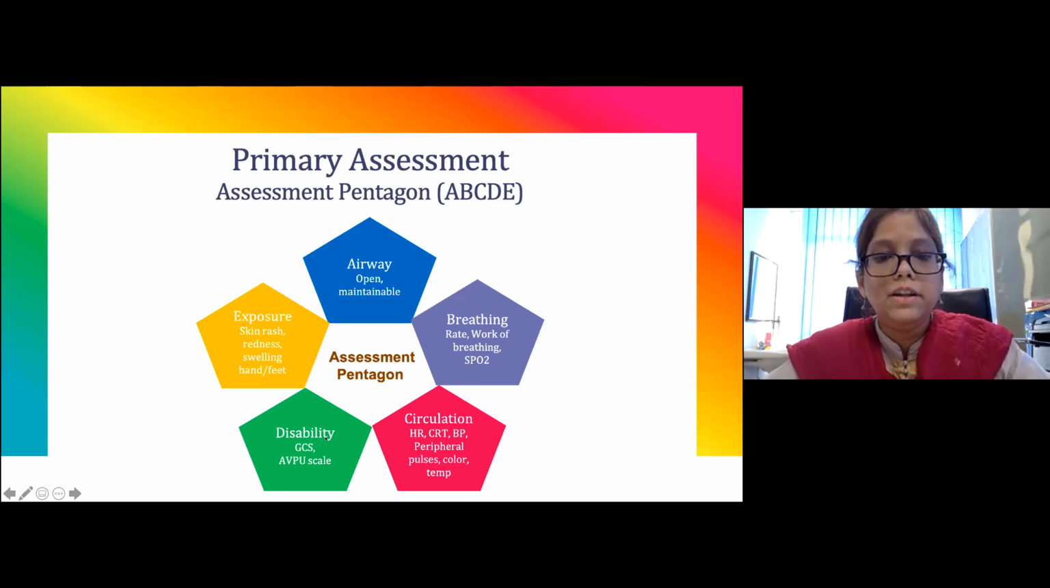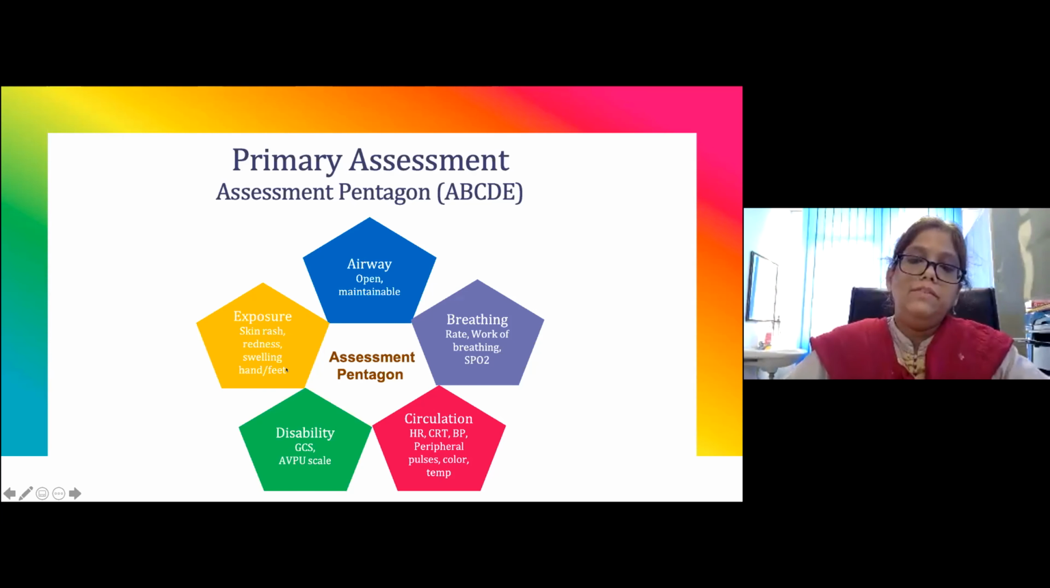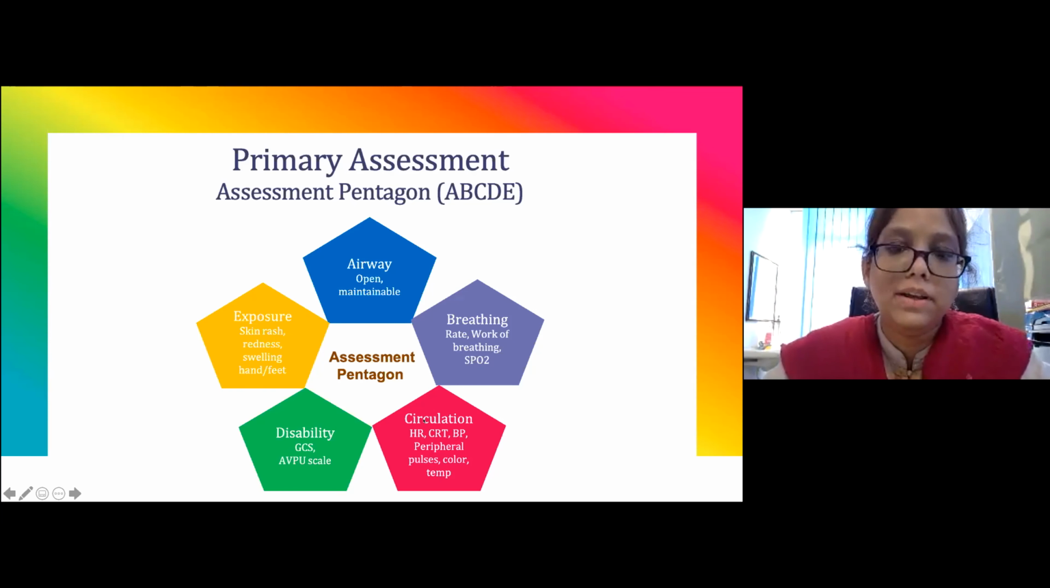And in disability, you can use either the GCS scale or the AVPU scale in children. In exposure, again, you have to see for any rash, redness, or swelling of hand and feet. So in this way, you can do a primary assessment of the child.